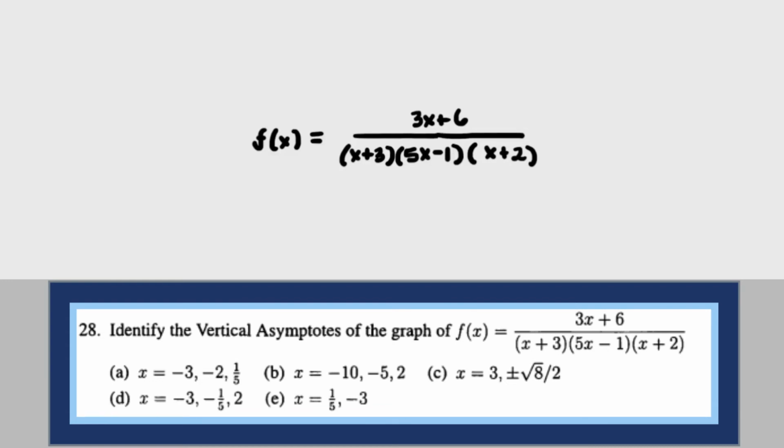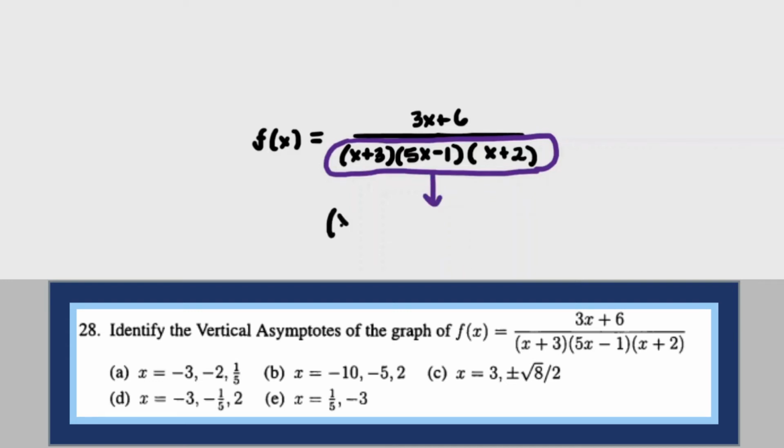And they want us to identify the vertical asymptotes of this f of x, so whenever we're finding the vertical asymptotes, what we're going to do is set the denominator equal to 0. Remember in the denominator, we can't have anything evaluate to 0. And since these numbers are in the denominator, whatever their values are, when they're set equal to 0, is going to give us an undefined value. So we're going to set our denominator equal to 0.